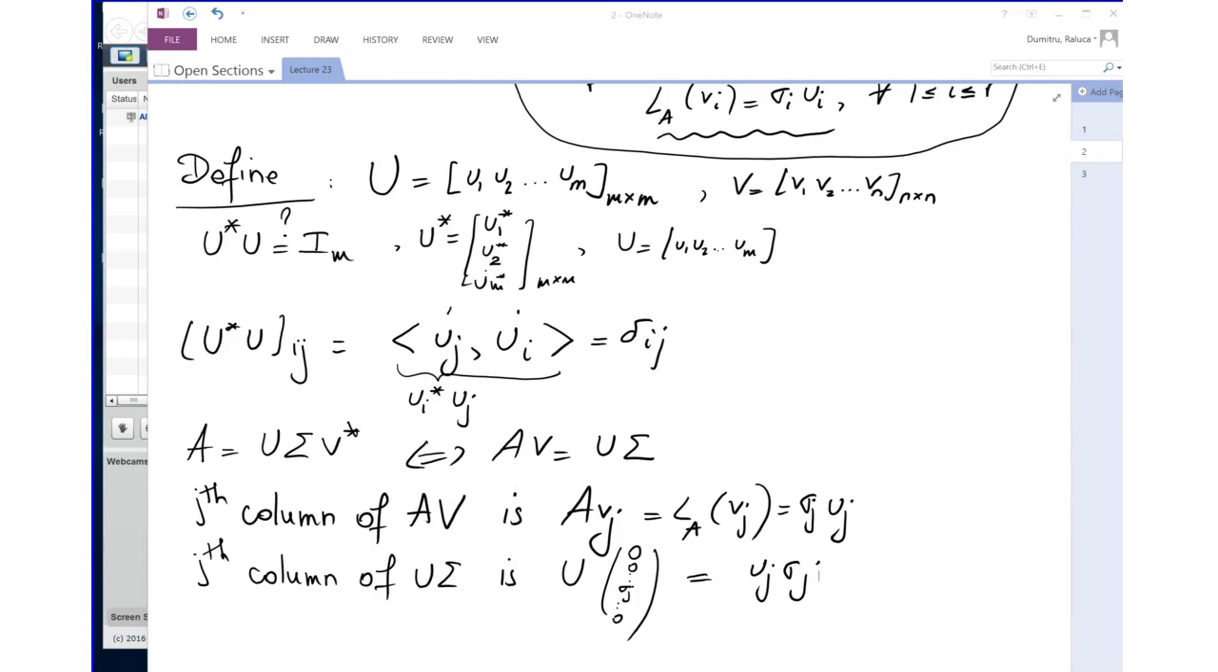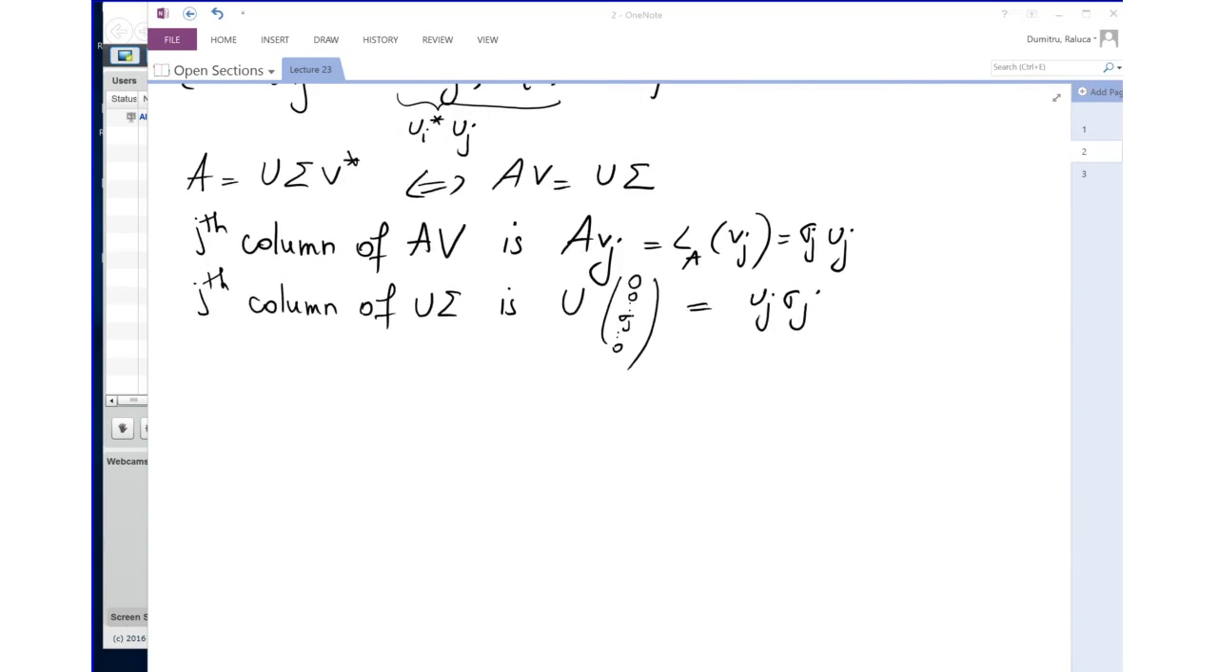All right, so let's look at an example of finding the SVD for a matrix. And finding the SVD for a matrix means two things. One, finding the singular values, but two, also finding those matrices U, sigma and V such that A is U sigma V star. So it means finding the entire setting here.